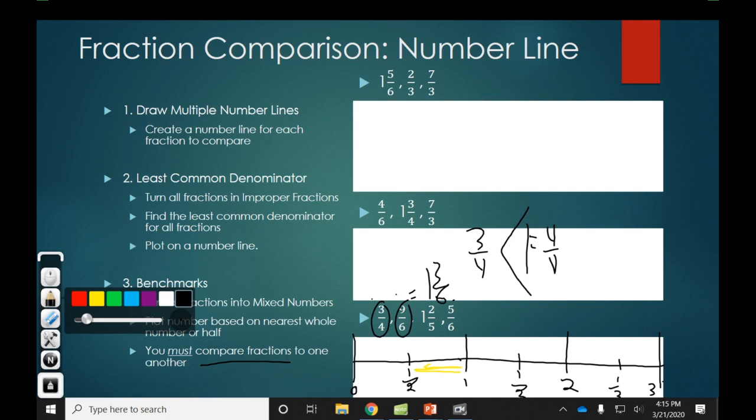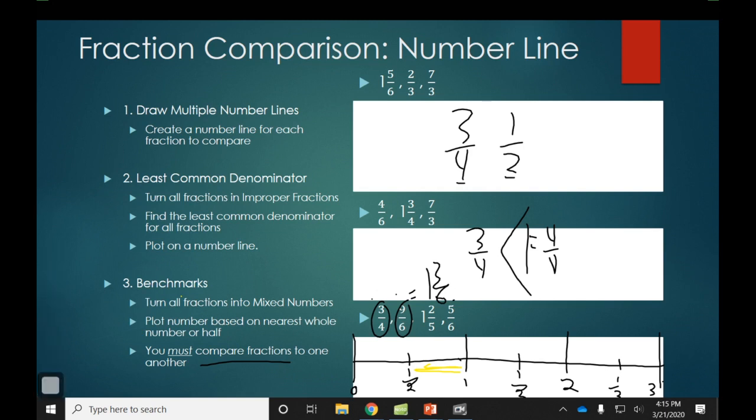Okay, so you're going to say 3/4 and 1/2. If you're not too sure, you need to get these two numbers to be the same, right? Common denominator. Times by 2, times by 2, that equals 2 over 4. So which one's greater? Well, 3/4 is greater.